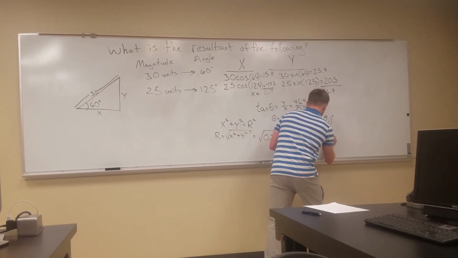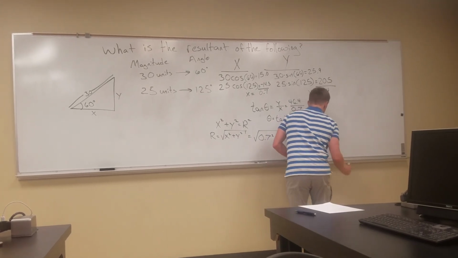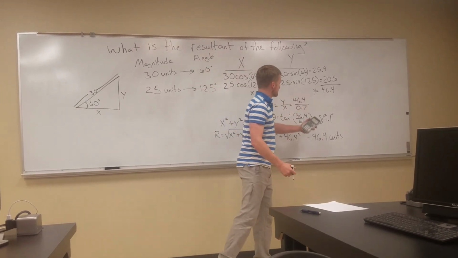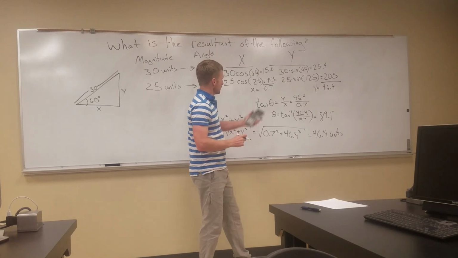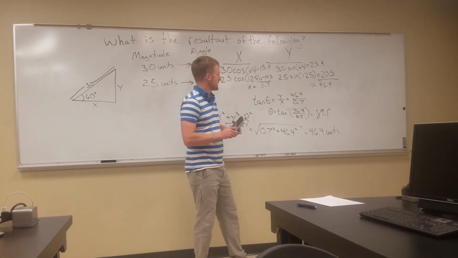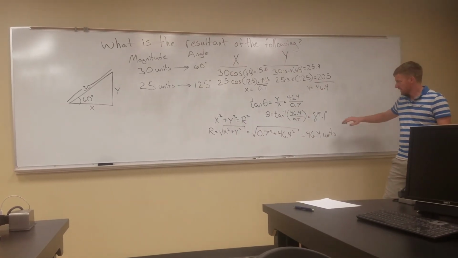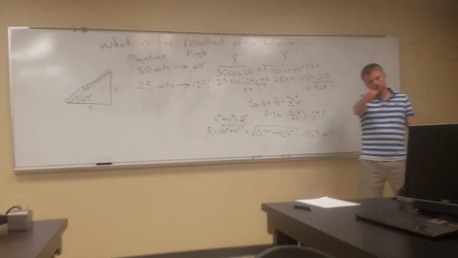And we get a resultant of 46.4 units. As you can see, the y component was a real strong determining factor in what our resultant was. Sometimes it turns out that way. Anyways, these are the last two parts of the answers I'd be looking for: the angle and the resulting units. Thank you very much. Look forward to the next video.